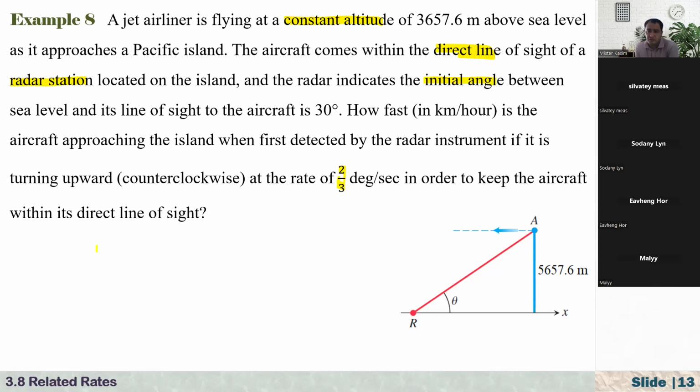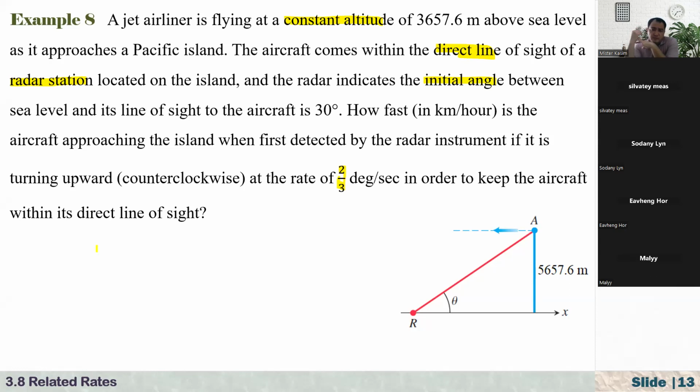All right, the aircraft comes within the direct line of sight of a radar station located on the island, and the radar indicates the initial angle between sea level and its line of sight to the aircraft is 30 degrees. So the first time the airplane enters the detecting zone of this radar, the angle between the line of sight and the ground is 30 degrees.